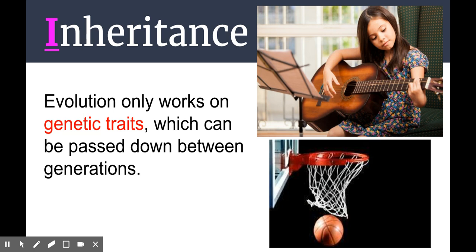So the example here with our bugs again is if we have that variation, some of our insects are resistant, some of them are not resistant, that resistance needs to be heritable. It needs to be genetic in order for evolution by natural selection to work on it.